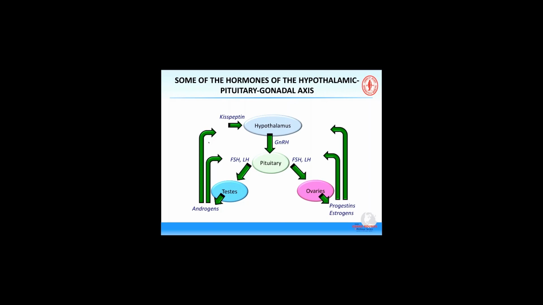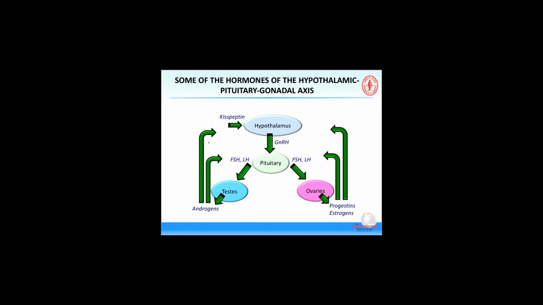And the actions of androgens and progestins happen in, of course, many target tissues, including the hypothalamus and the pituitary, where androgens in the male and progestins and estrogens in the female have a feedback inhibitory effect that maintains the system in check. So these are the main hormones that everyone knows about.